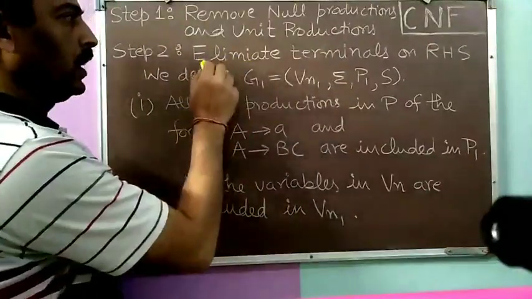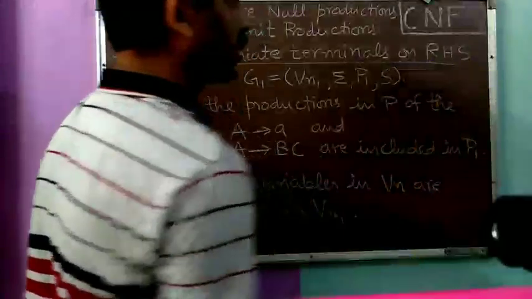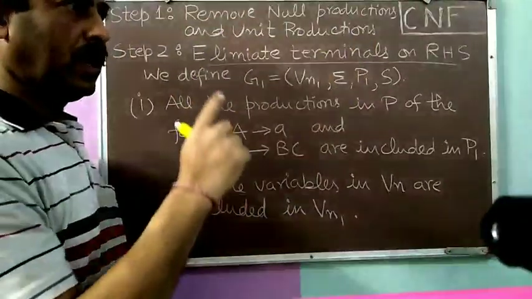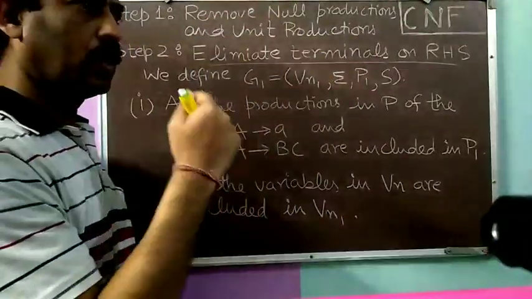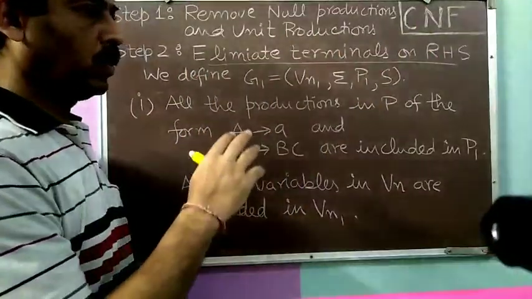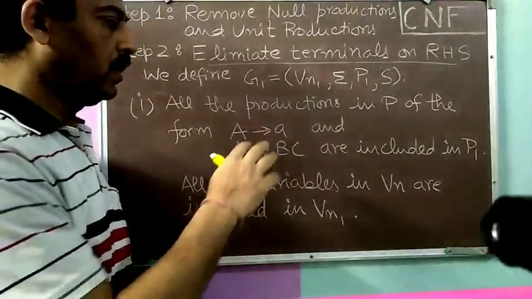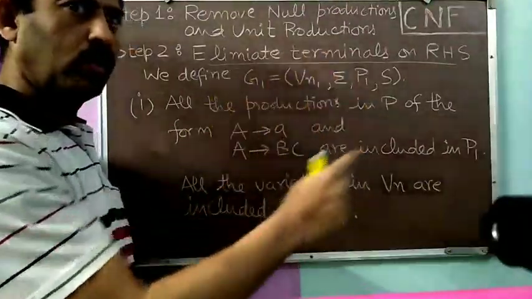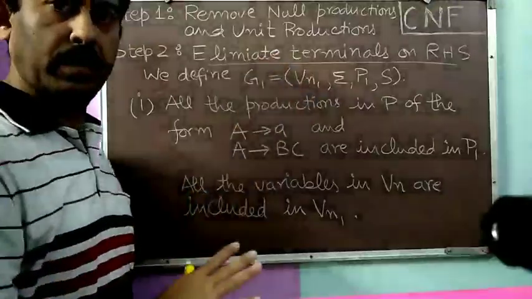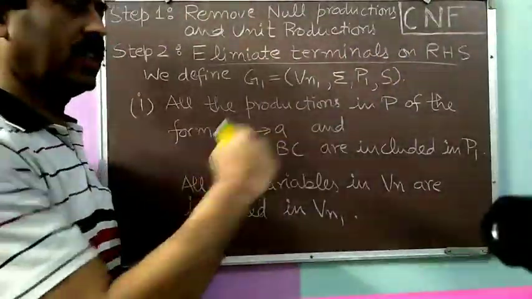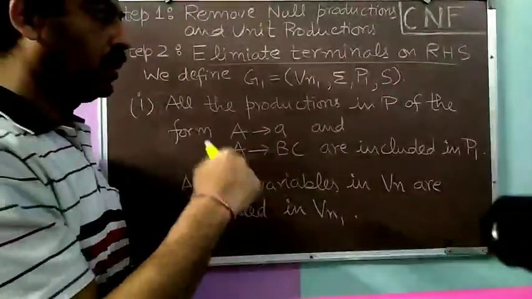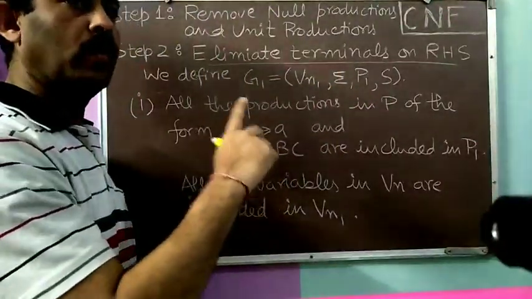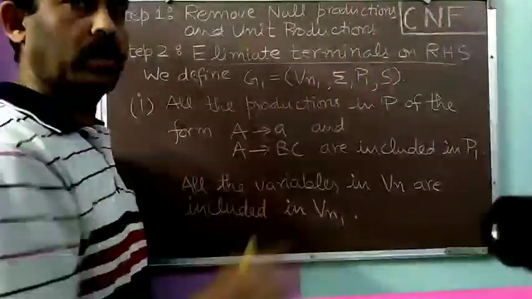In step 2, we have to eliminate the terminals on the right hand side. As per the format of CNF, on the right hand side either there should be a single terminal or only two variables. So whatever productions we have on the right hand side, if they consist of terminals and variables both, then from all those productions we will remove the terminals and keep only variables. If there is a single terminal on the right hand side, then it is okay. But in all other productions, if terminals and variables are mixed, we will convert those terminals into variables.